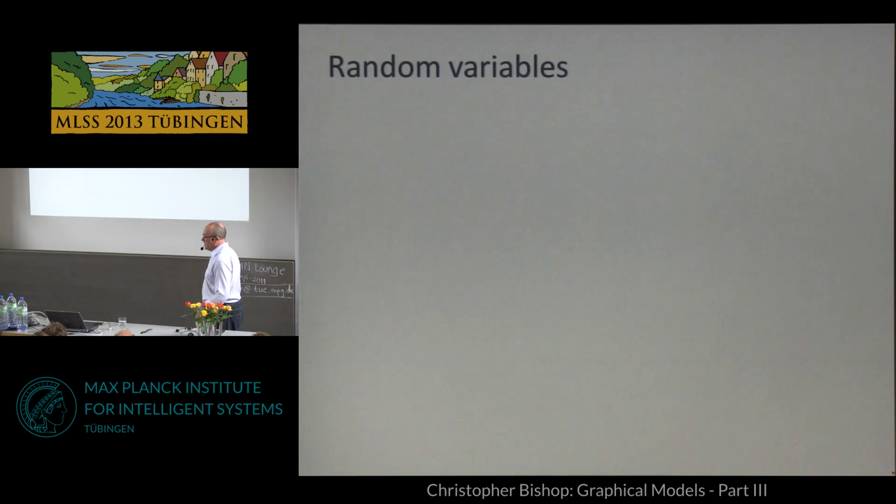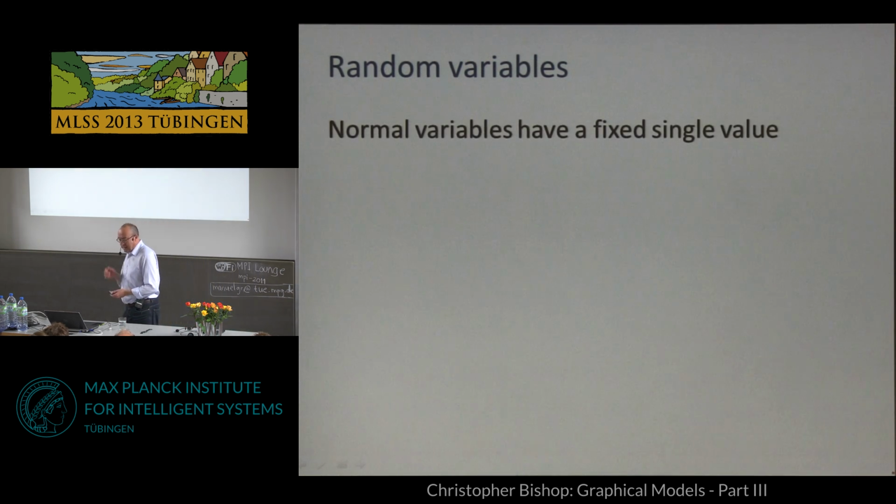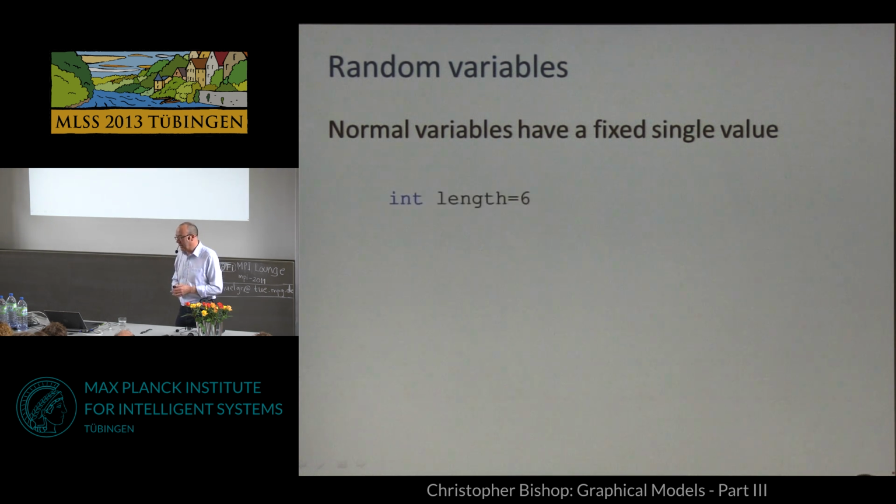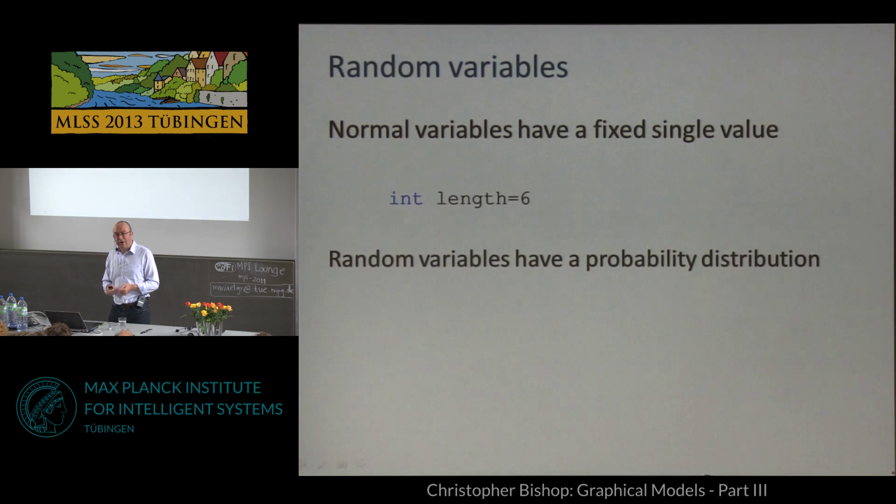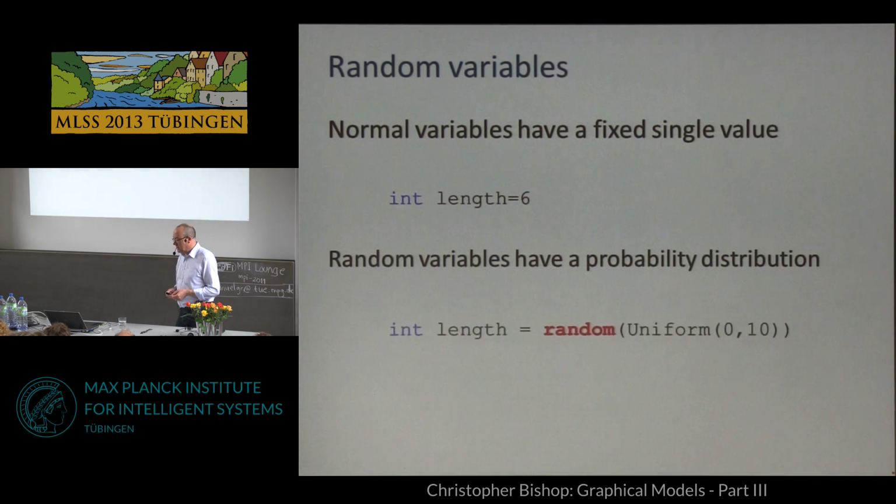Okay. So the first thing we need to do is introduce random variables. Normally in regular programming languages, any variable has a fixed value. It may be undefined, but if it has a defined value, it has a fixed specific value. So we might have an integer called length whose value is 6. But now we want to introduce random variables. Now we're going to work with probability distributions. So we might have an integer called length, but length is an uncertain quantity. So instead of having a value, it now has a probability distribution. And so we have a keyword, random, which says that length is a random variable, and in brackets we can specify its distribution. So it's uniformly distributed between 0 and 10.